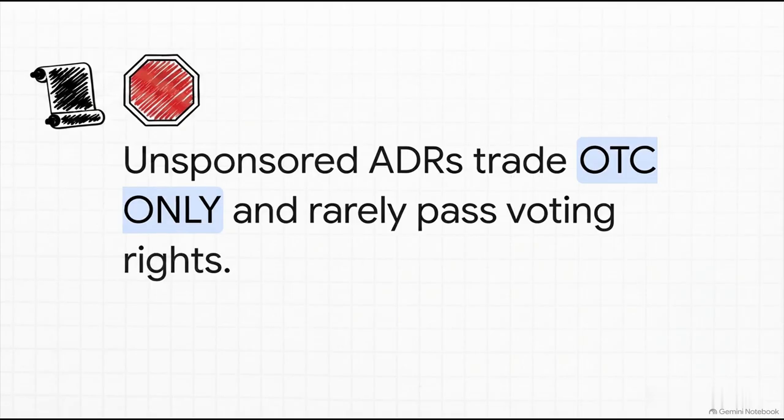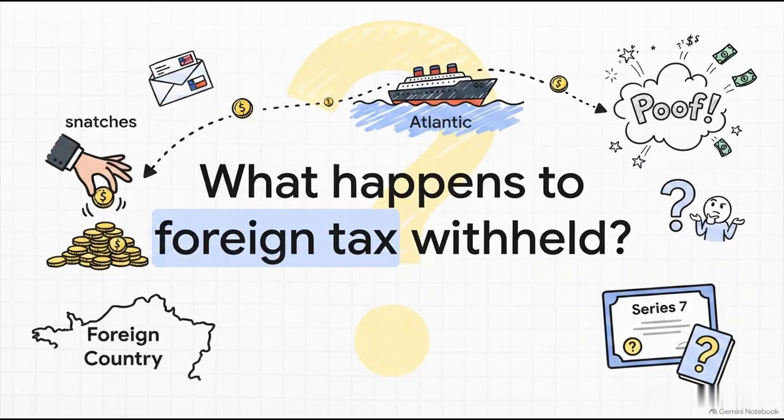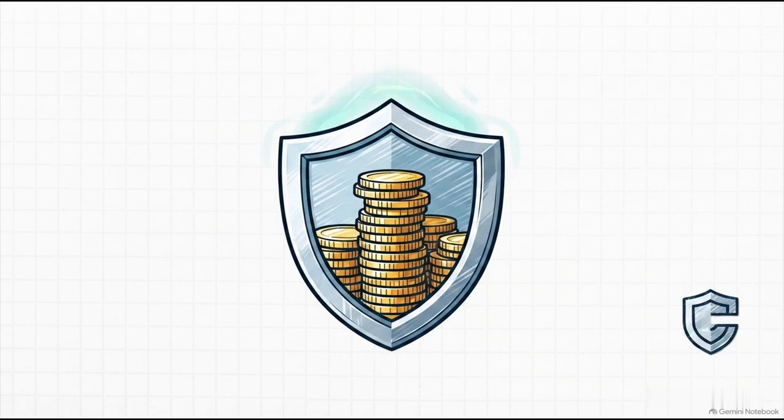But wait, before we go, I want to leave you with one final, kind of provocative thought about Carla and those dividends. If a foreign government snatches taxes right out of Carla's ADR dividend before it even crosses the ocean, is that money just gone forever? Poof? Nope, it might actually qualify for a U.S. foreign tax credit to avoid double taxation. It's exactly the kind of clever, real-world loophole you'll need to spot on exam day.